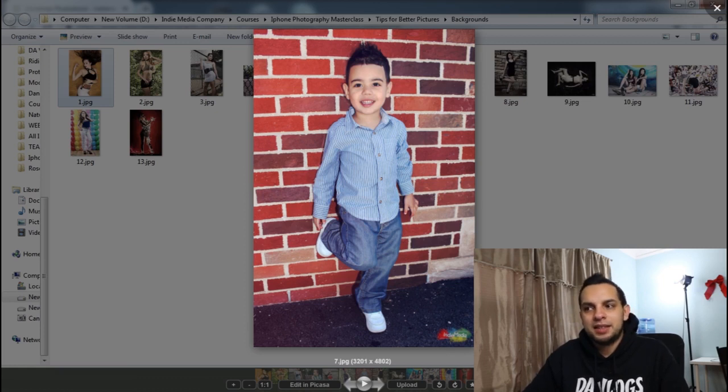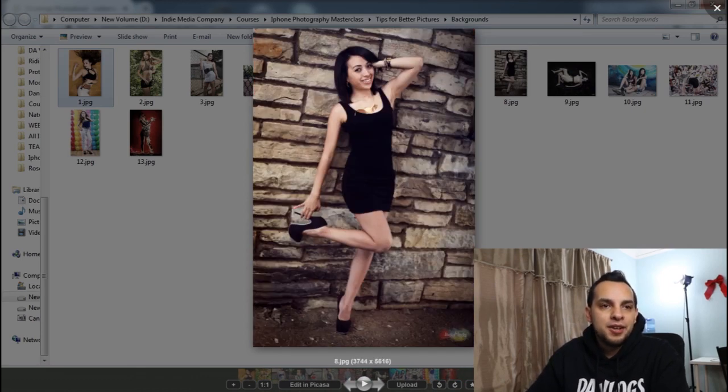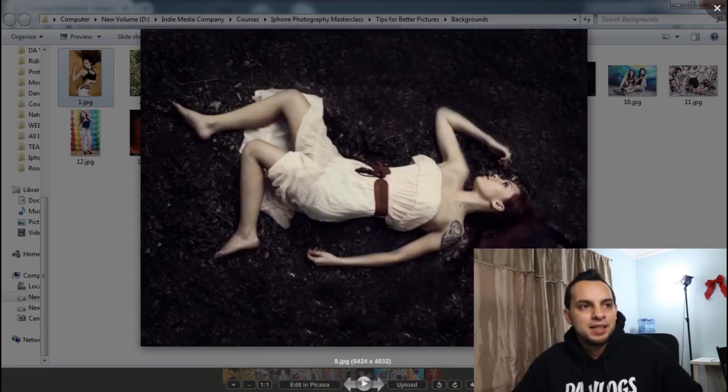This kid just has his foot up and then we're shooting the whole wall. And then her with her leg up and we're shooting the wall. So these walls look interesting, so we use those as background.